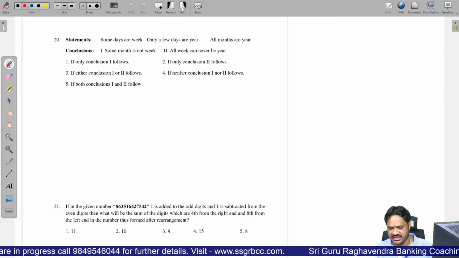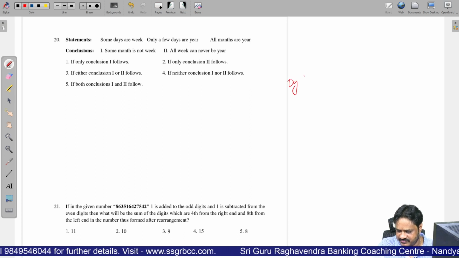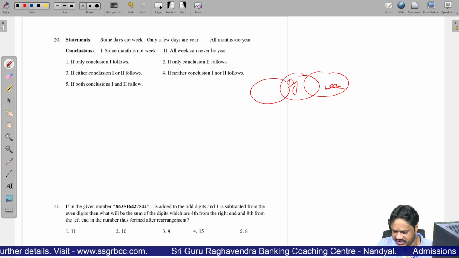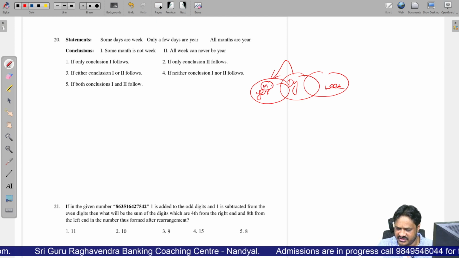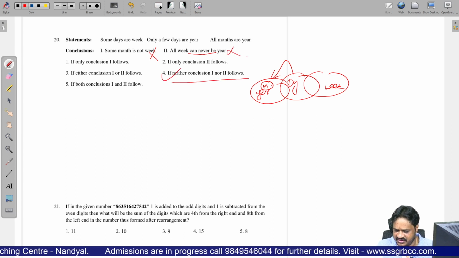Let us see the next question, that is 20th. Some days are week. Only few days is year. All month is year. First one, some month is not week. That does not follow. All week can never be year. So there is no relation. Can never be is nothing but some not. That also does not follow. So answer is neither one nor two.